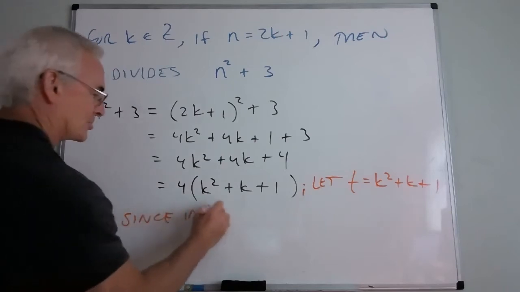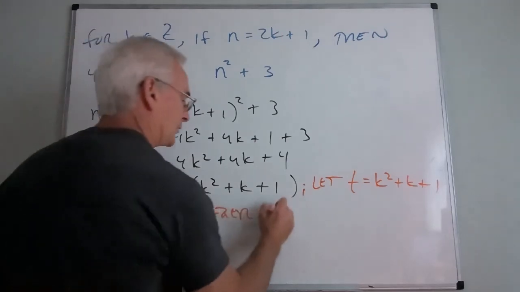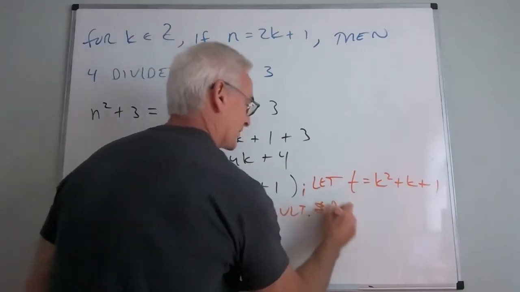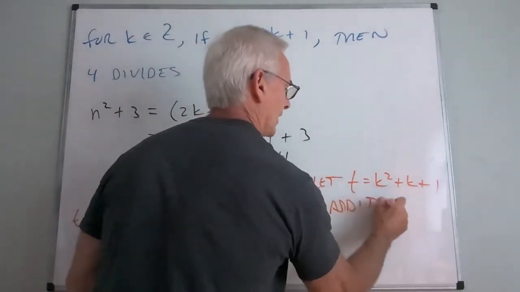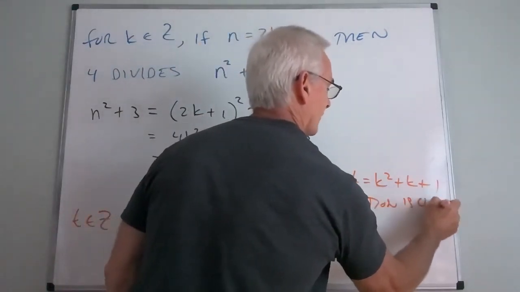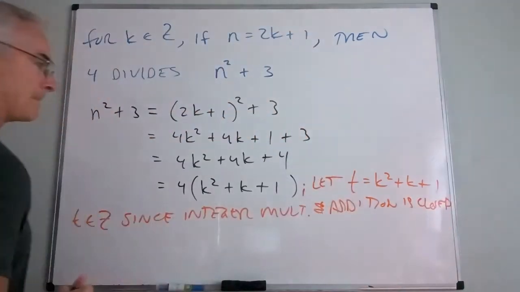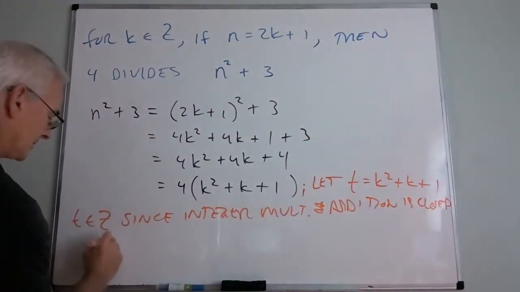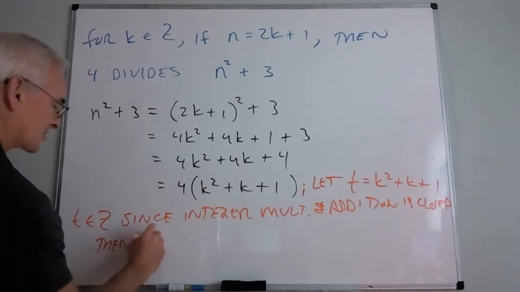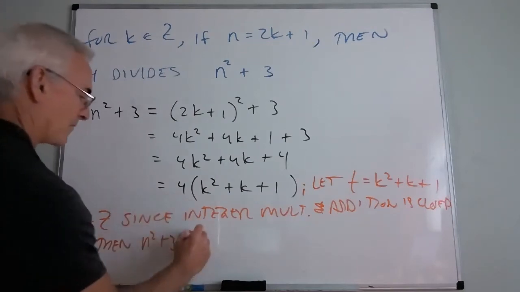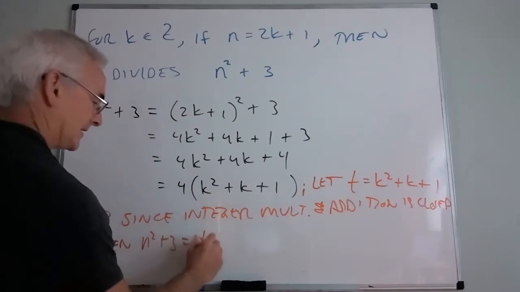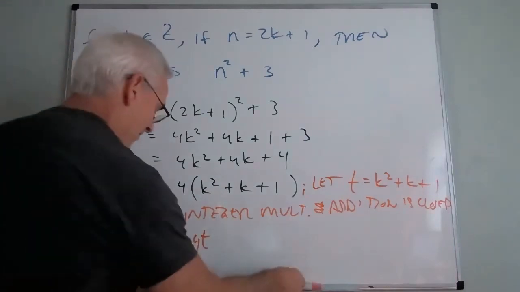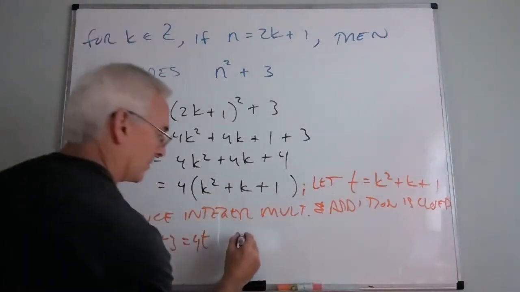Since integer multiplication and addition, I've been wanting to do this all class, is closed. Okay, so what is true then? Then n squared plus 3 equals 4t. And that's what we needed.